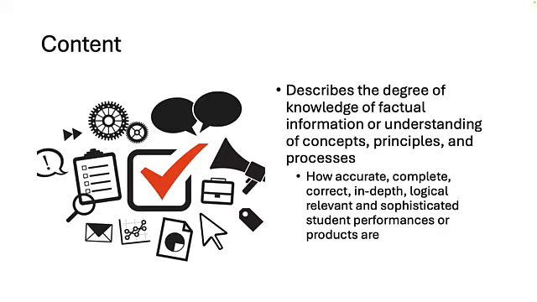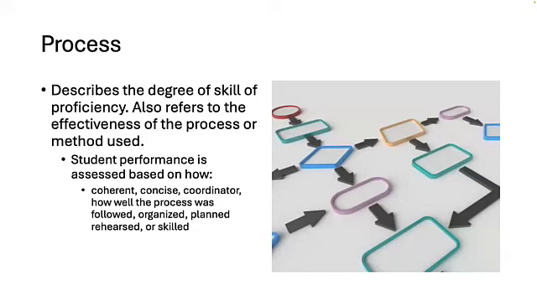The content describes the degree of knowledge of factual information or understanding of concepts, principles, and processes the student achieved. How accurate, complete, correct, in-depth, logical, relevant, and sophisticated student performances or products are. The process describes the degree of skill or proficiency, and also refers to the effectiveness of the process or methods used. So student performance is assessed based on how coherent, concise, coordinated, how well the process was followed, organized, planned, rehearsed, or skilled.